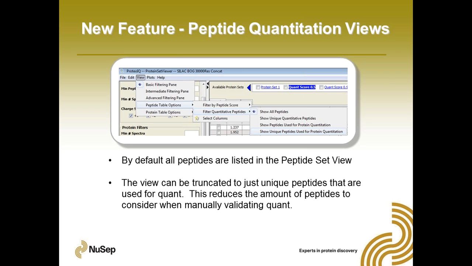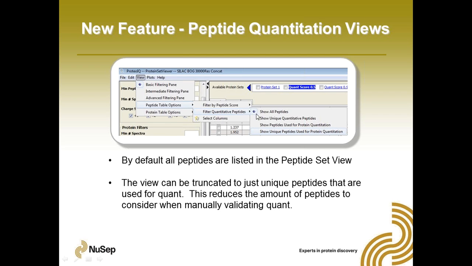The first is to view every single peptide regardless of if it was quantified or not. All right, that's the full list. The second is to show unique quantitative peptides, and we'll get to that in the next slide, what a unique quantitative peptide means. The next is to look at peptides that were actually used to produce a protein quantitative value.